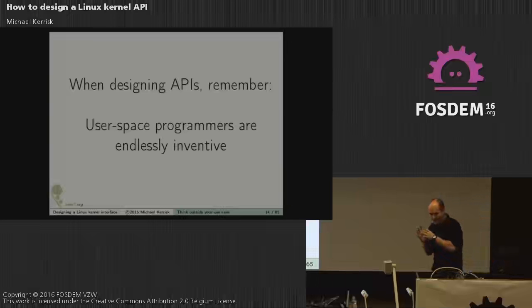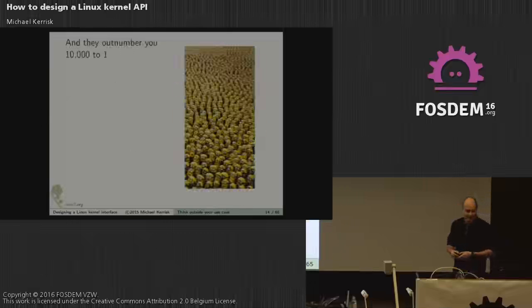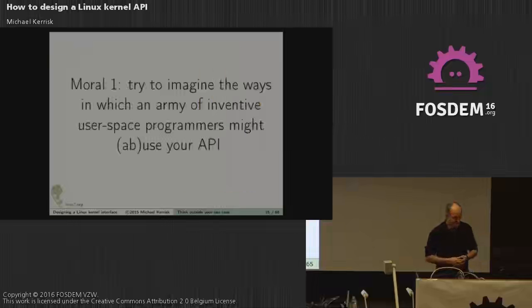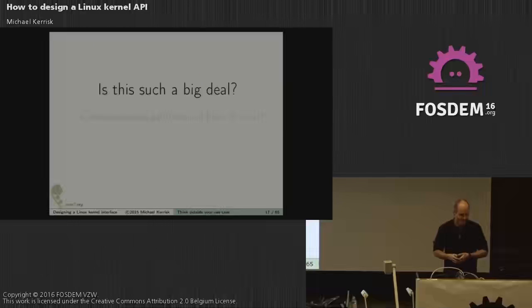So I think the first takeaway from this story is, when you're designing an API, people in user space are endlessly inventive. They'll find any manner of different ways of using your API. And they massively outnumber you. Every crazy thing that is possible to do with an API, they will find a way of doing it. There will be someone who does it. And even that wasn't such a crazy use case. It's just an unexpected use case. So that's one moral of the story.